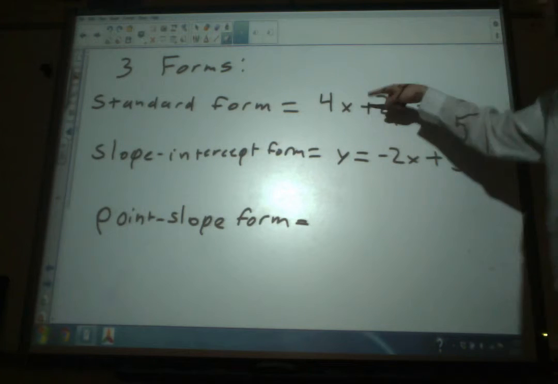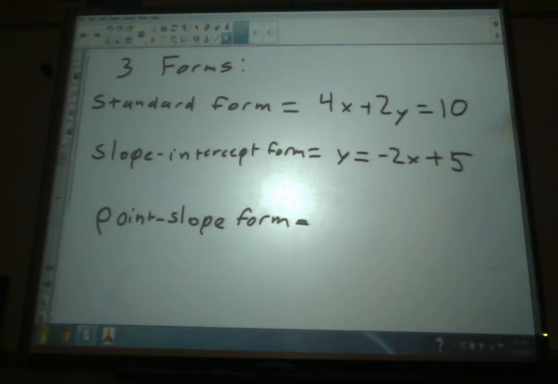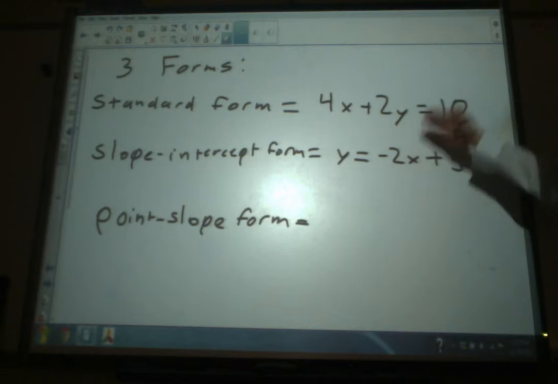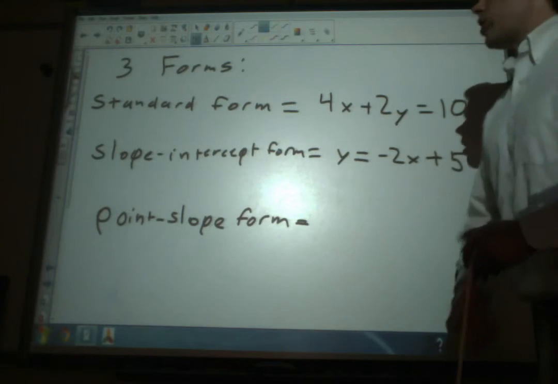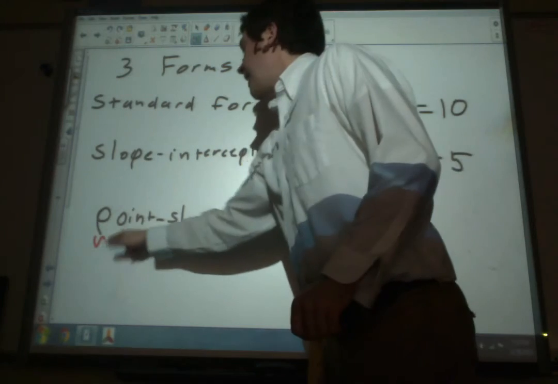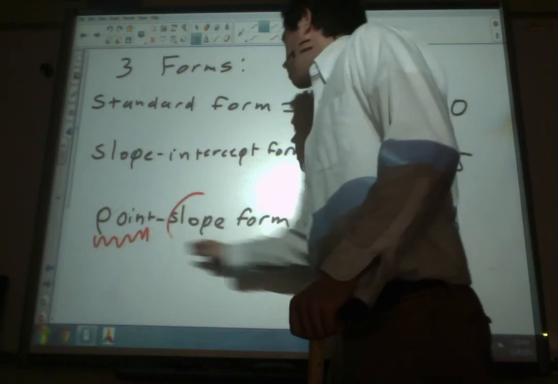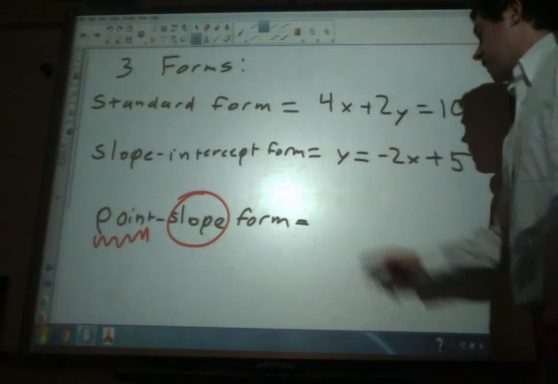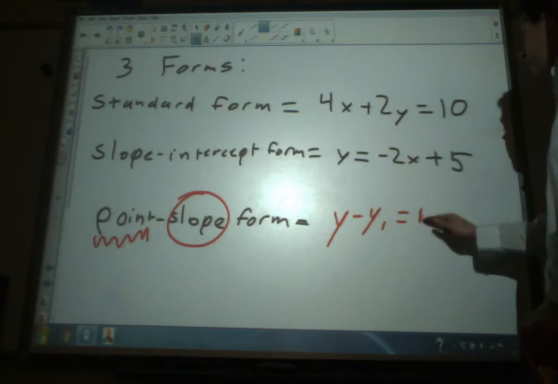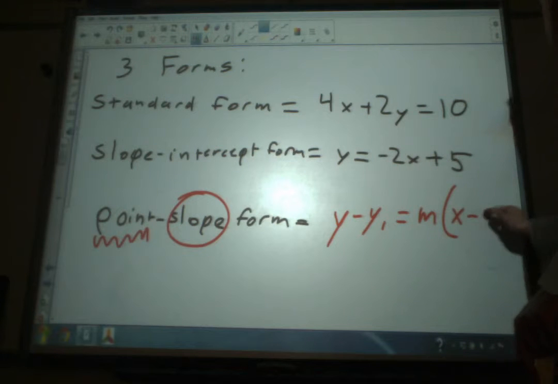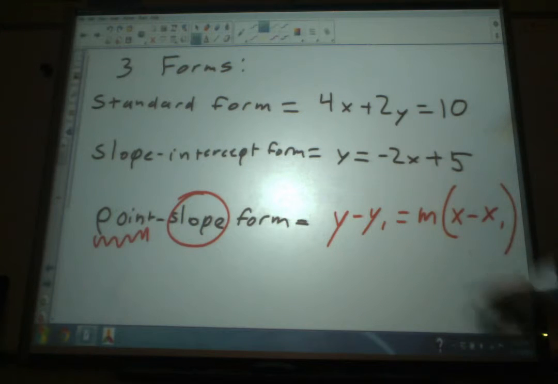And we already talked about how we could turn standard form into slope-intercept form. Well, how do we turn slope-intercept form into point-slope form? Okay? Well, what did we just talk about? What do we need? We need any point, and we need the slope. And what's our formula? It's y minus y1 equals m times x minus x1. All we've got to do is figure out what m, y1, and x1 are.